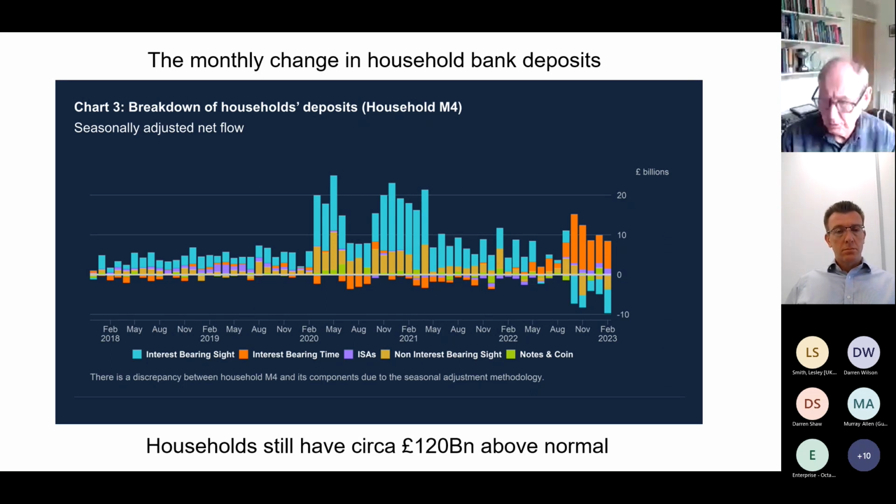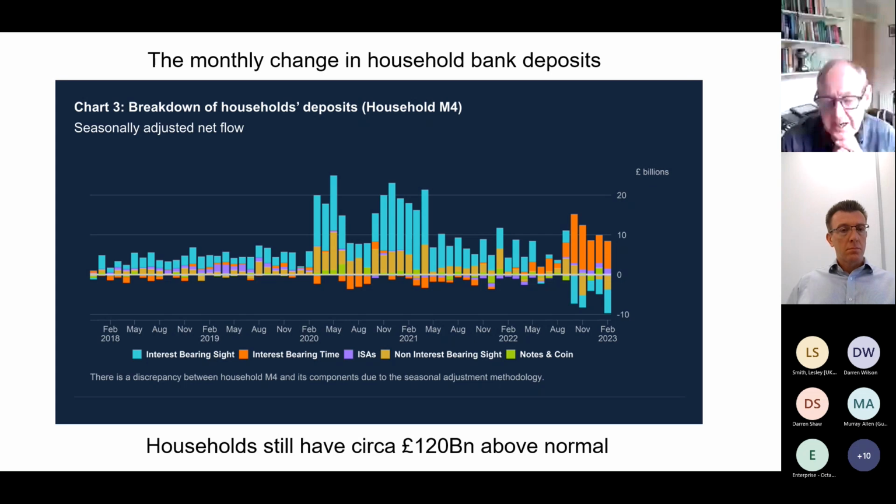That has fallen back a bit in the last year because people have spent. But the point about when household A spends money, household B somewhere in the system gets it. So the money only disappears if inflation takes its value down, or banks call in loans, or central banks effectively call in loans. And that hasn't happened.